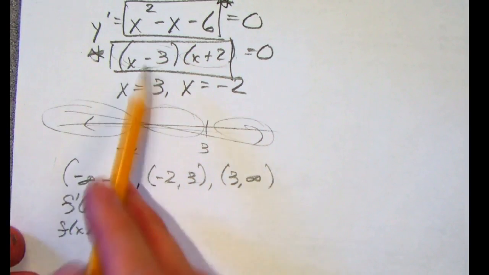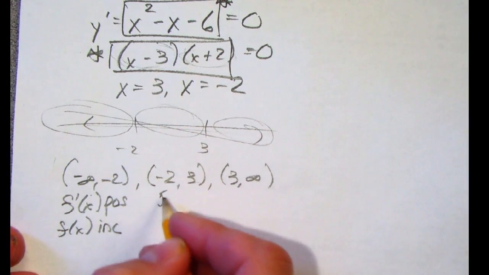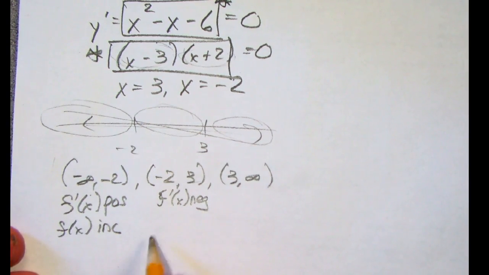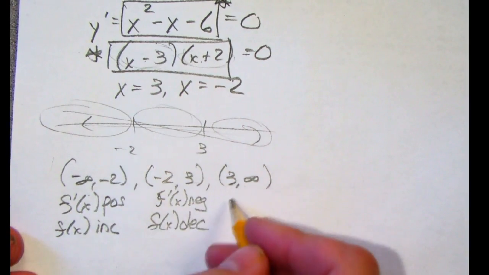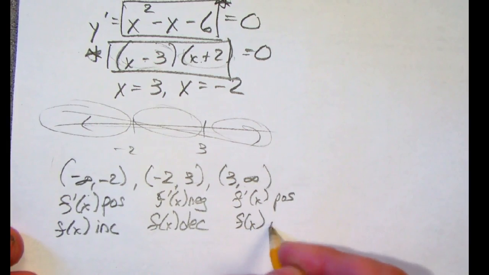Say I plug in 0. If I put 0 there, this is negative. 0 there, this is positive. Negative times a positive is a negative. So your derivative is negative, which means f of x is decreasing. And then plug in like 20. 20 would make that a positive and positive, that positive, so your derivative is positive. And f of x is increasing.